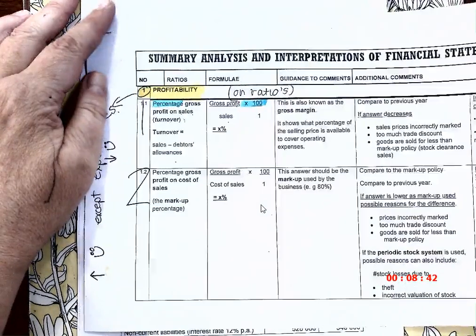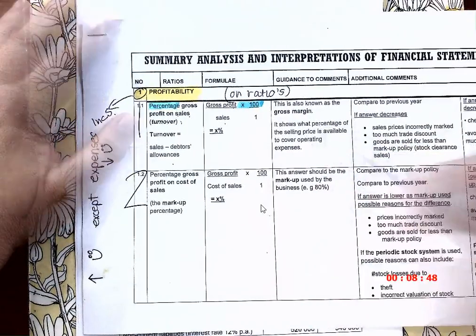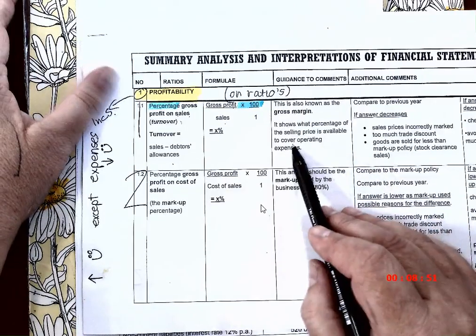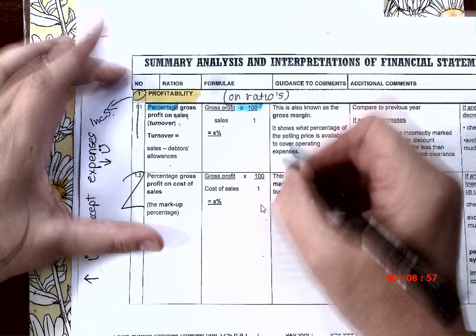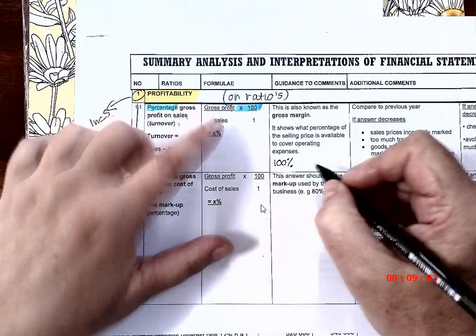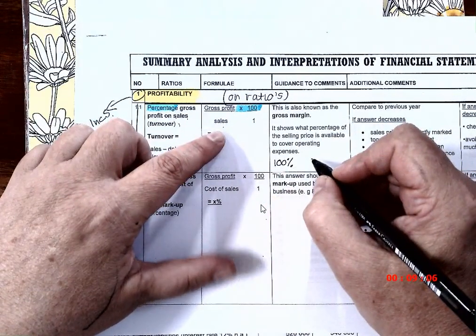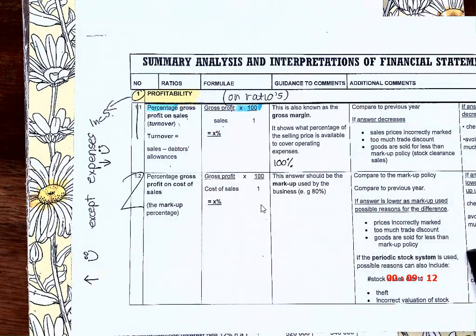So, the gross profit on sales is actually what they call the gross margin. It shows what percentage of the selling price is available to cover operating expenses. Let's quickly think. If your selling price is 100%, and now you say your gross profit on sales is 50%, then it means the other 50% went towards the stock that I sold. So from the sales, I've got 50% left to cover my expenses. Does it make sense? Okay.